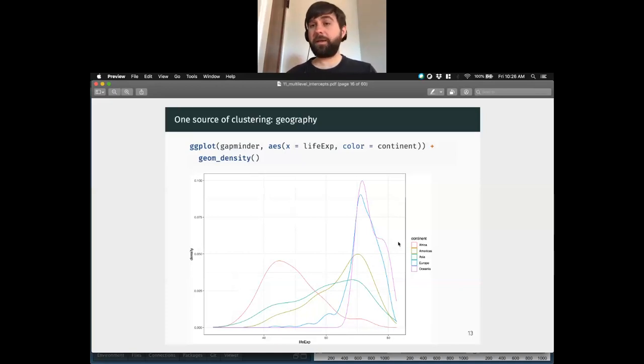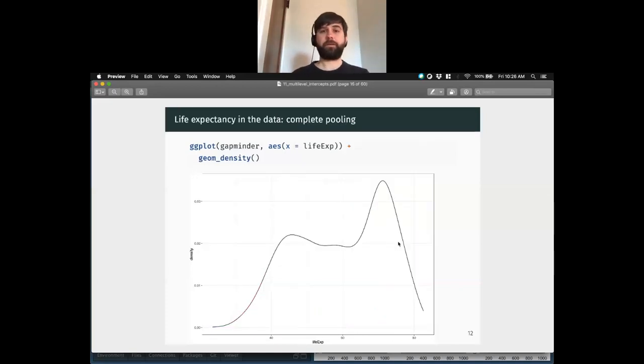I have a question. Yeah. Is clustering sort of similar to multicollinearity in a sense, in that there are different distributions within the data? Does that make sense?